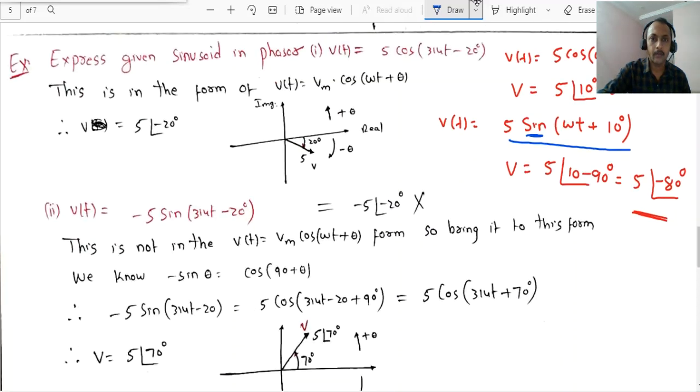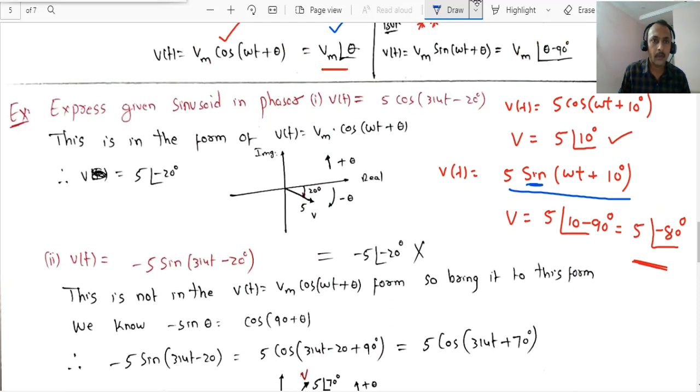Now, observe the sinusoid V of t equal to 5 cos of omega t minus 20 degrees. 5 cos of 314t minus 20 degrees. What is its phasor representation? This is in the form of Vm cos of omega t plus theta. So its V will be Vm at an angle theta. In the place of theta we are having minus 20 degrees. So 5 at an angle minus 20 degrees.